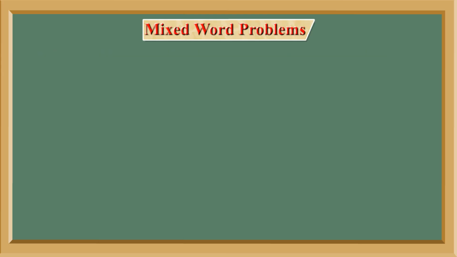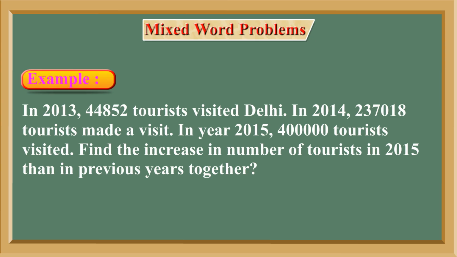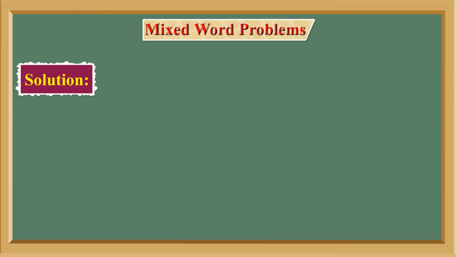Mixed word problems. Example. In 2013, 44,852 tourists visited Delhi. In 2014, 2,37,018 tourists made a visit. In 2015, 4 lakh tourists visited. Find the increase in number of tourists in 2015 than in previous years together. Solution.